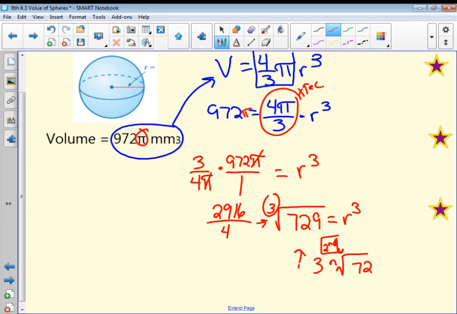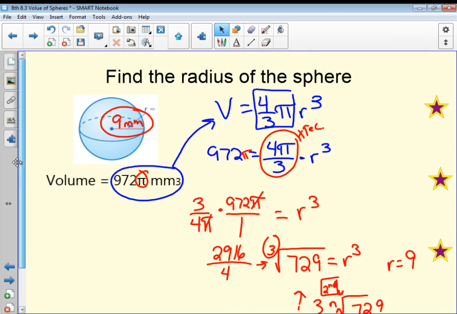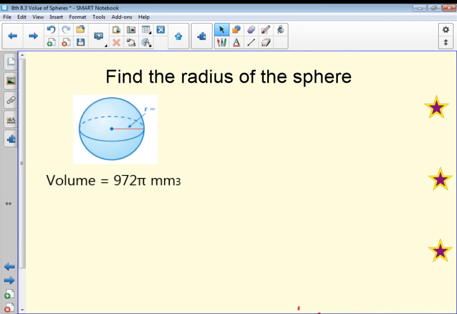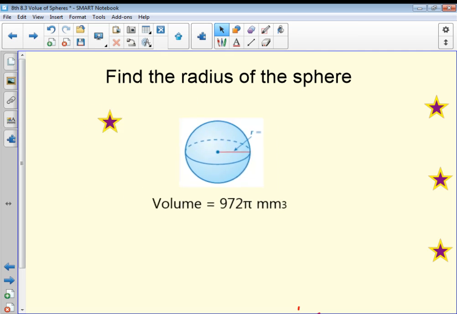punch in 729. Now this is one that is actually pretty common. We used it quite a bit when we were working with cubed roots, and your answer to this would actually be 9. So my radius equals 9. My unit is millimeters. Okay, working this formula, yeah, it just takes practice. Okay, substituting in, just don't give up on it. Just keep practicing it.